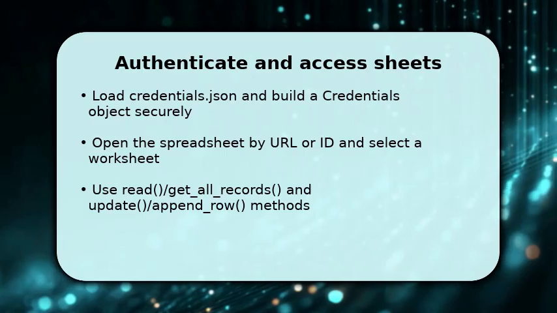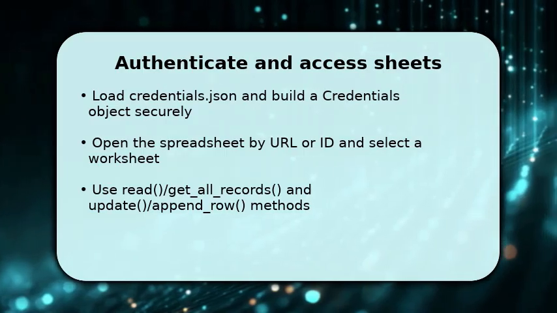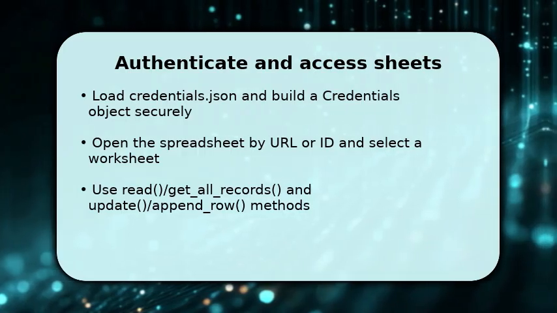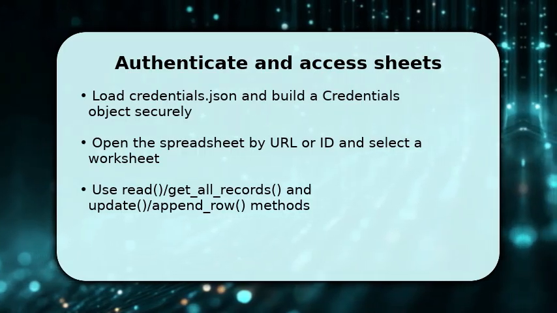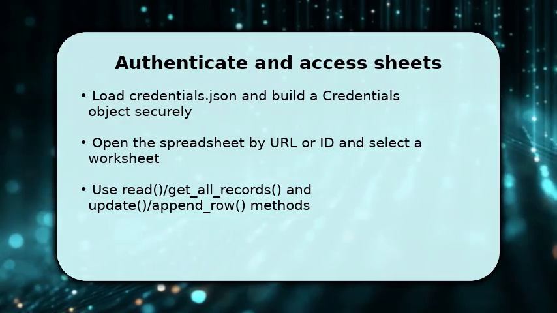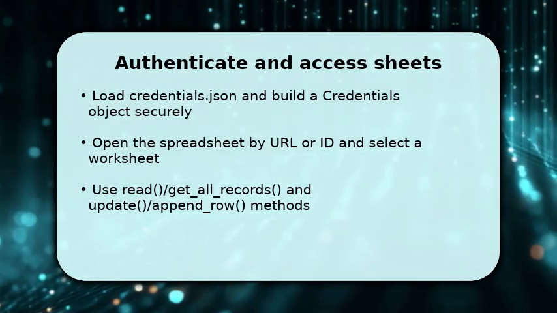You will load the downloaded JSON key into a credentials object and authorize a client. That step exchanges your service account key for usable auth tokens. Once authorized, open the spreadsheet by its ID or URL so you target the right file, then select the worksheet you want to work with.